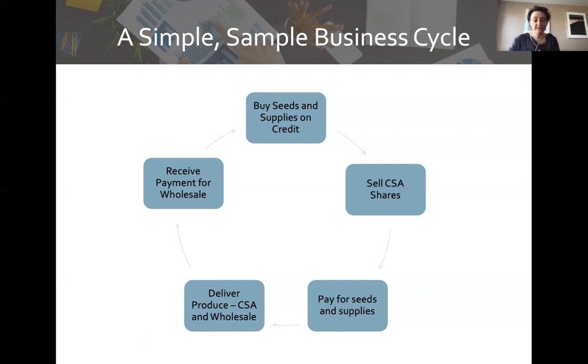30 days later, you pay for the seeds and the supplies. Then 30 days after that, you start pulling out the first few radishes and you start delivering produce to your CSA customers and your wholesale customers. And your wholesale customers, they don't pay you for another 30 days. So 30 days after that, you receive your payment for the wholesale.